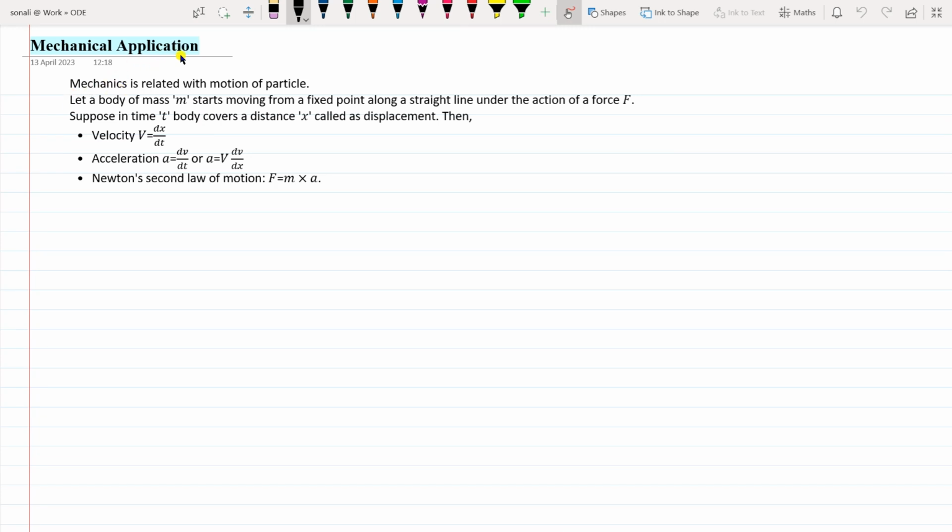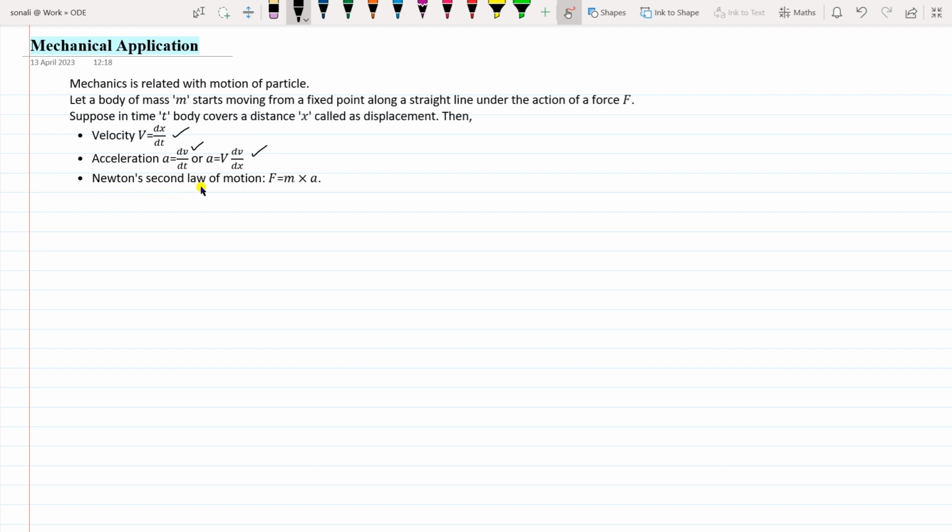Mechanical applications of ordinary differential equation. Mechanics is related with motion of particle. Let a body of mass m start moving from a fixed point along a straight line under the action of a force F. Suppose in time t the body covers a distance small x, called displacement. Then velocity is given by v = dx/dt, and acceleration is a = dv/dt, and also we can write it as a = v dv/dx.